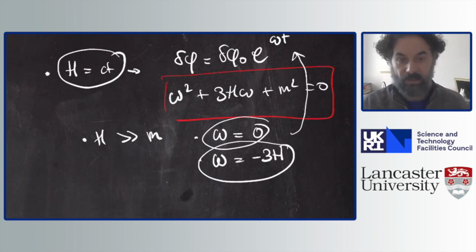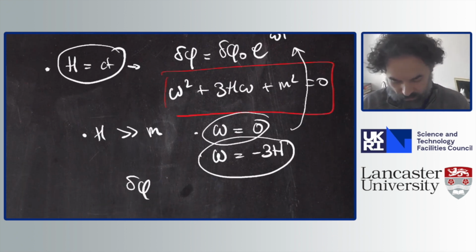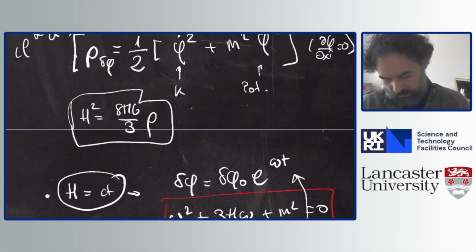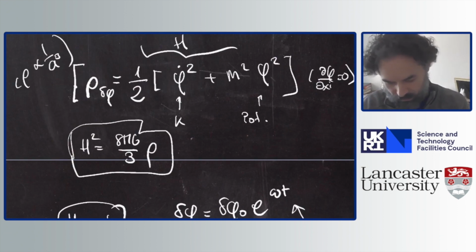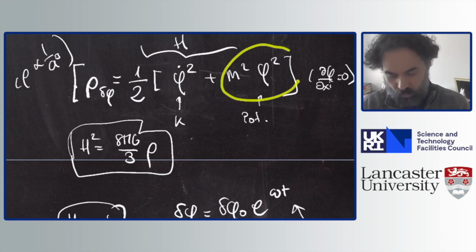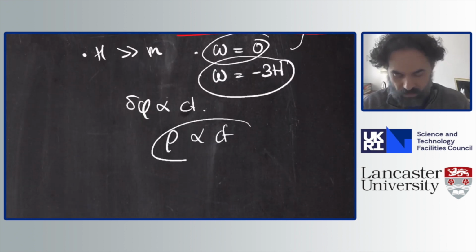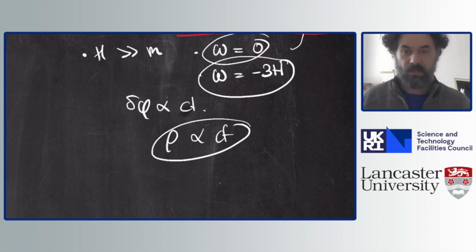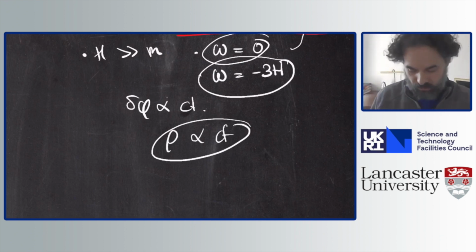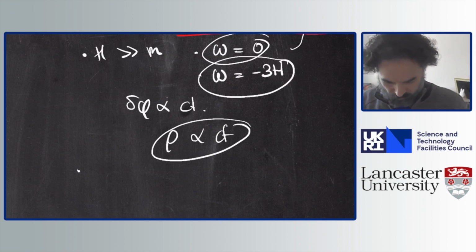So in this case, delta phi behaves as constant, meaning that once you plug it back in the equation for the energy density, it behaves as constant, so this cannot be a good dark matter candidate. So in this regime, it doesn't work. Let's go to the other regime.